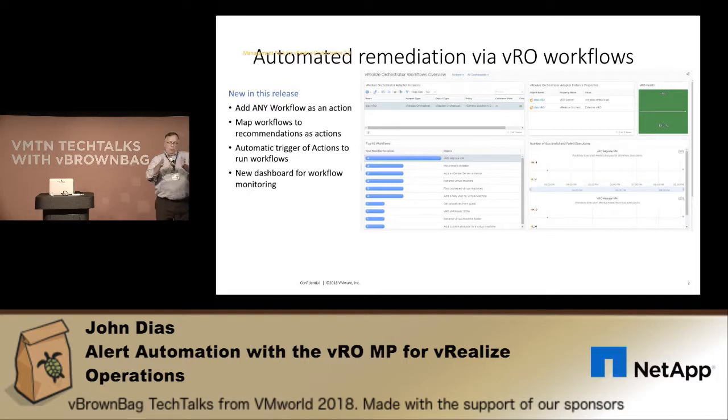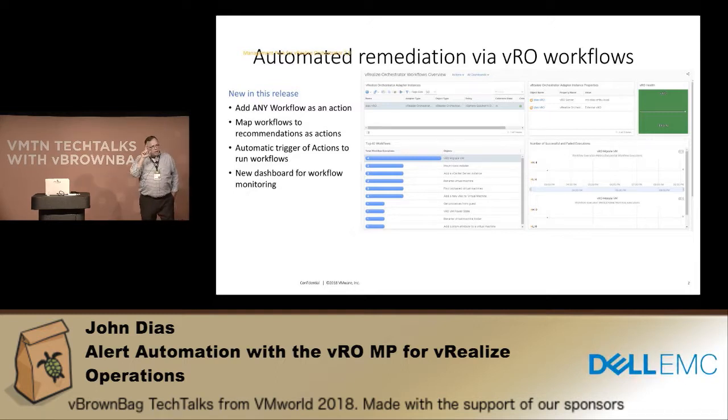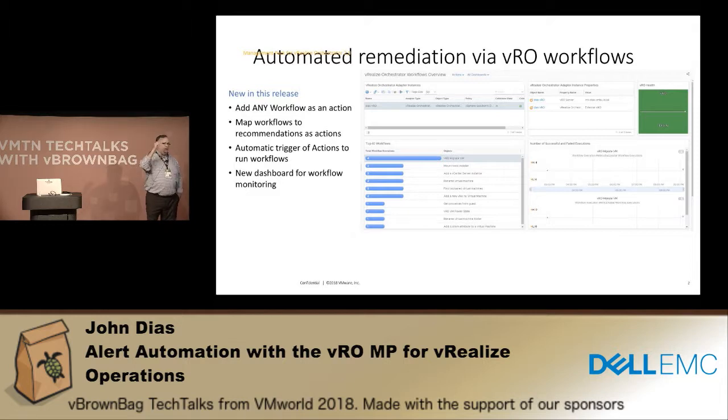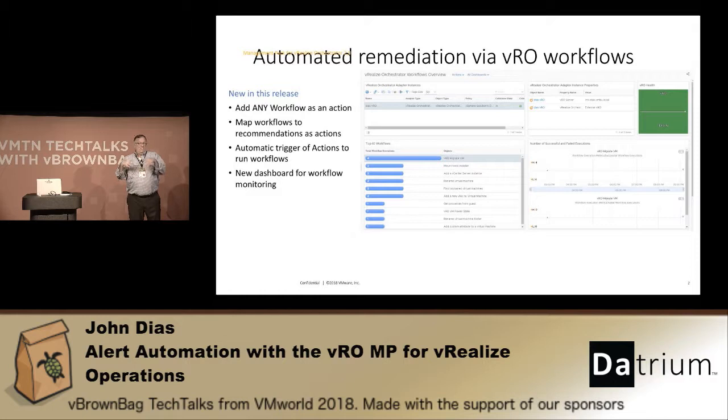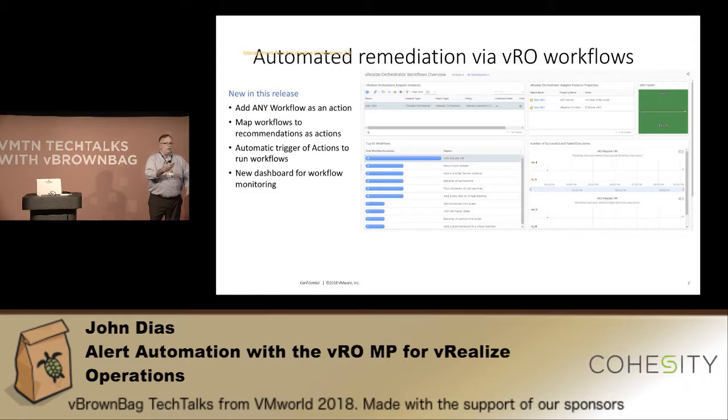Let's say you want to point at a different NTP server. I can have a workflow to configure NTP on each of those hosts. So these are not native actions that are available in vRealize Operations today, but these are actions that, if they're important to you, then you can create those yourself.